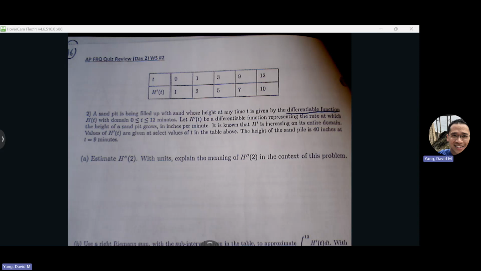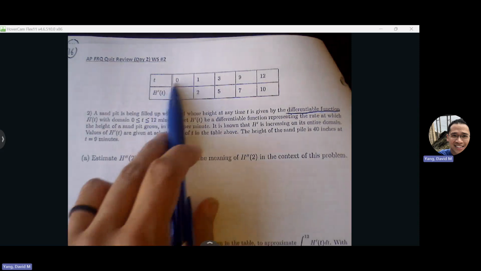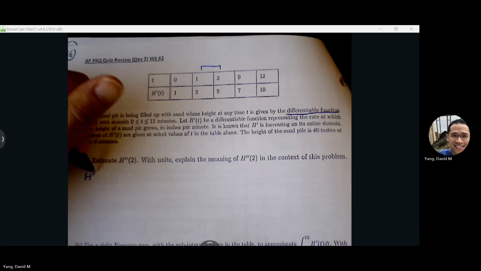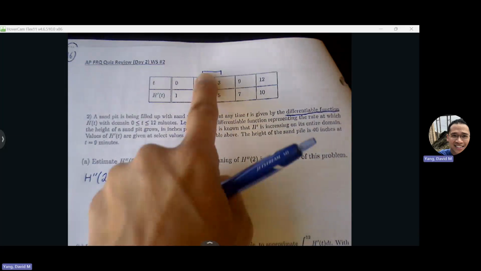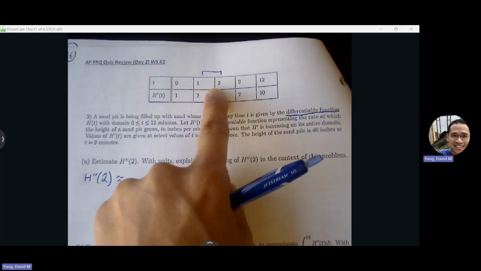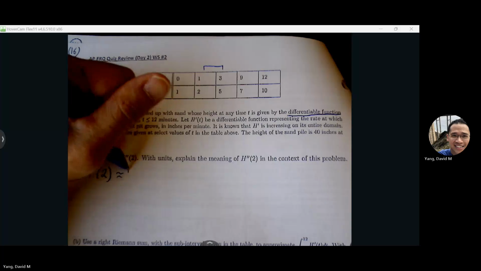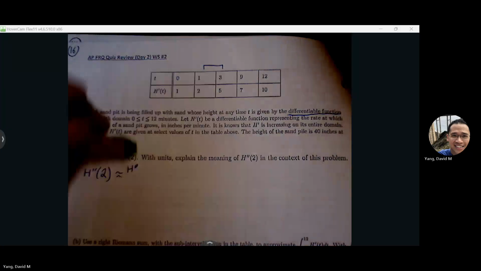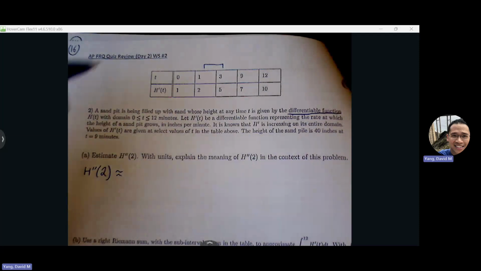Estimate h double prime of 2. So h double prime of 2, we know that's involving the slope of h prime. So we can just pick the two closest ordered pairs and just find the slope. And we know it's going to be an estimation since we're just relying on the closest information sets of ordered pairs to find that rate of change. So change in y over change in x, or change in h prime over the change in t.